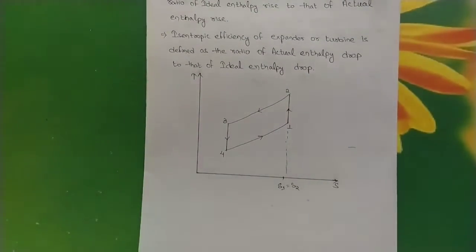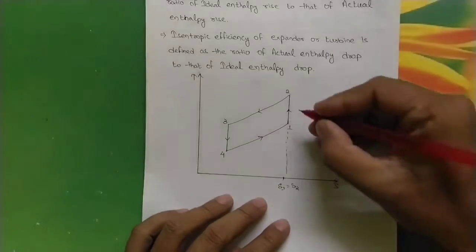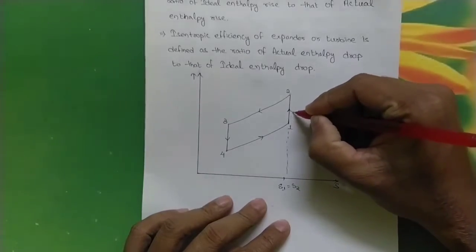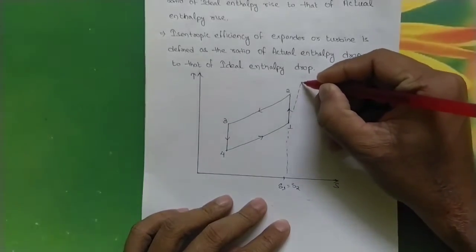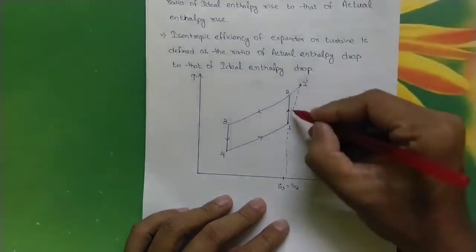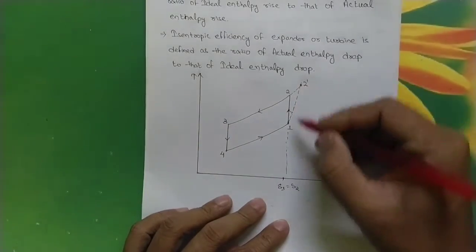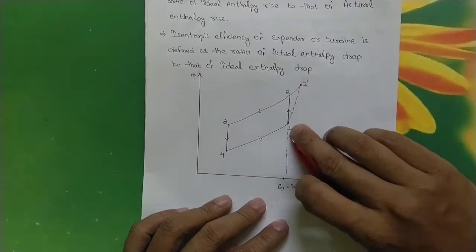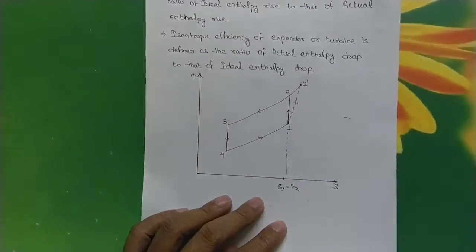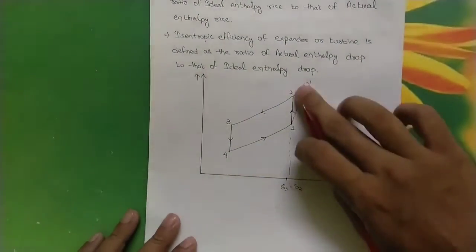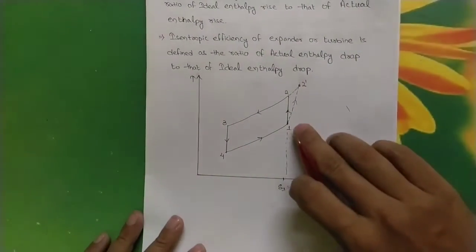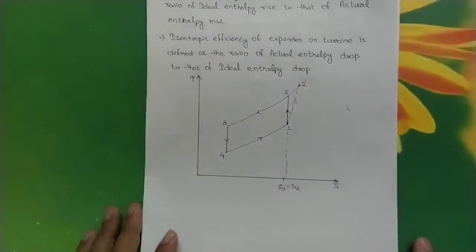But in actual practice, there is an entropy rise. So instead of following the ideal path, the actual path will be in this way. This is point 2 dash. So there is an entropy rise in moving from point 1 to point 2. Hence it is denoted by a dotted line which shows that this is an irreversible process, as the isentropic process is reversible adiabatic, but 1 to 2 dash is an irreversible process.